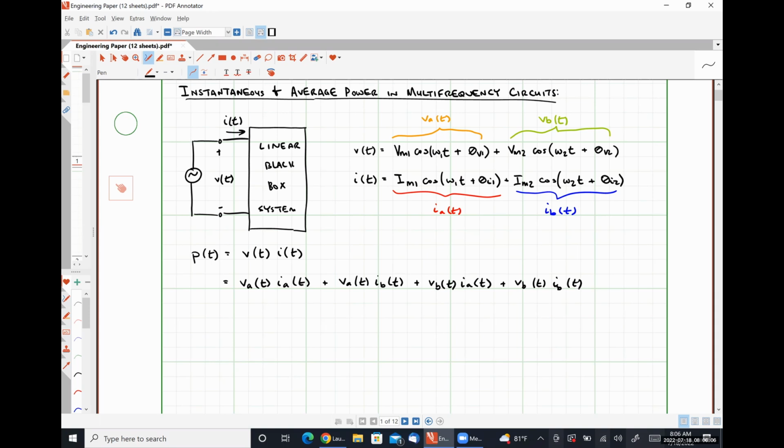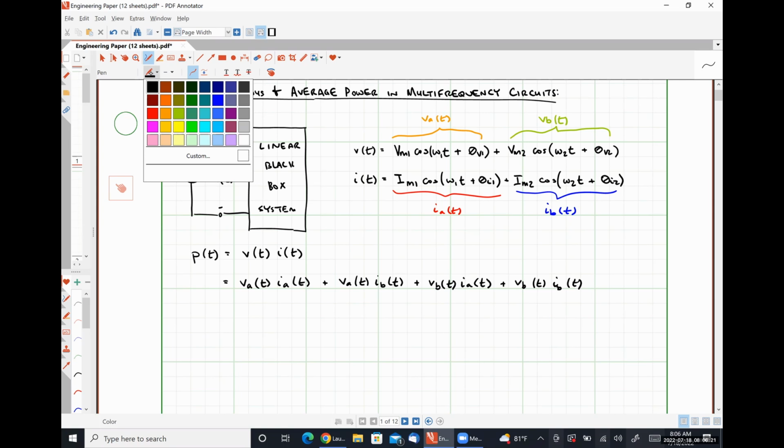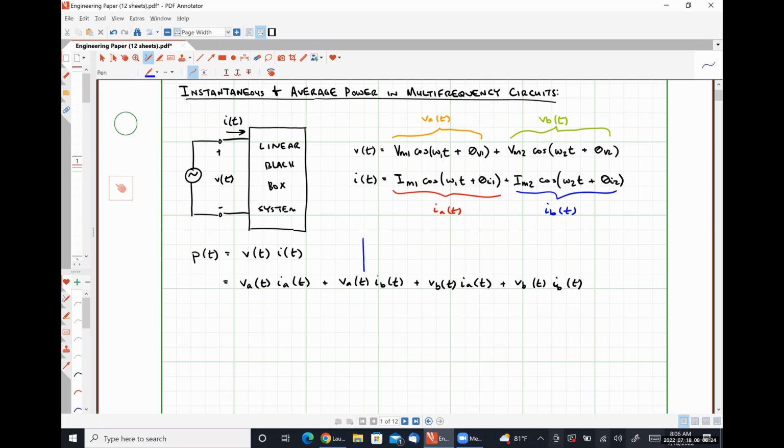So effectively, we're going to FOIL out this multiplication of sinusoids. Now, we're going to use the same trig identity here that we used when we covered instantaneous and average power for a single frequency circuit. As a reminder, that trig identity is cosine of angle 1 times cosine of angle 2 looks like 1/2 cosine angle 1 minus angle 2 plus 1/2 cosine angle 1 plus angle 2.